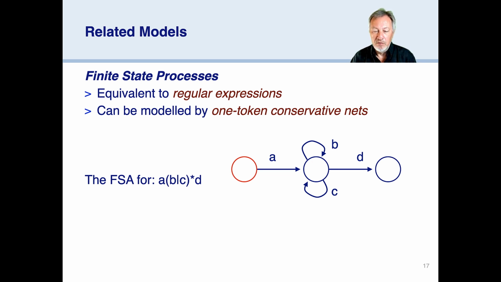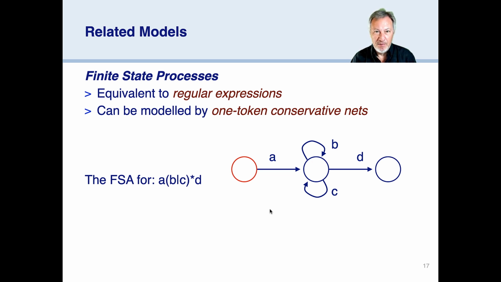So here's a regular expression, A, (B or C) star, D, and it can be modeled quite easily as a finite state automaton, which is quite clear. But finite state automata and finite state processes are essentially the same thing at the lowest level. It's just that finite state processes have additional features related to concurrency, which allows them to be analyzed and composed in interesting ways.